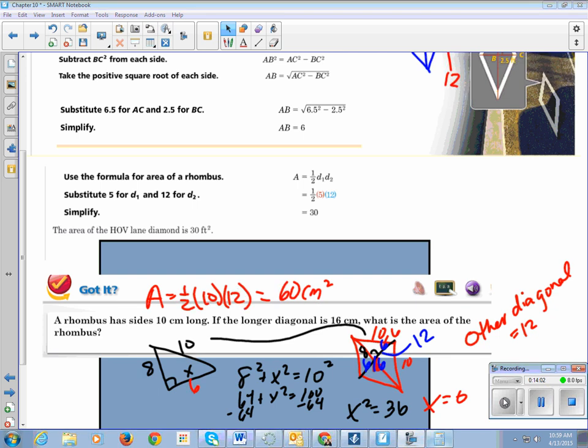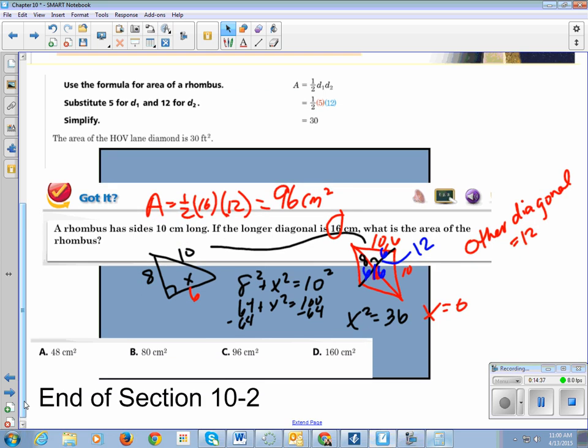No, not 10. What are the diagonals? Not 10. 16. Not 45. So if we go, half of 16 is 8. 8 times 12 is 96. And that means I am glad I put the multiple choice answers up here to keep me from making a really big mistake. All right, so that is the area of a rhombus using its diagonals.